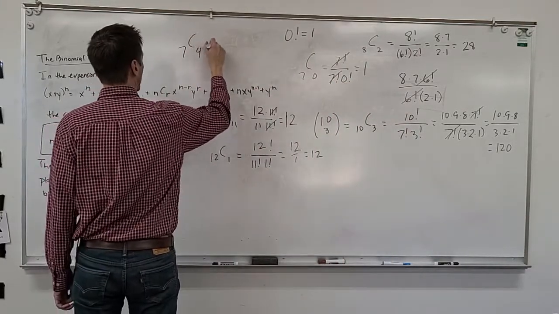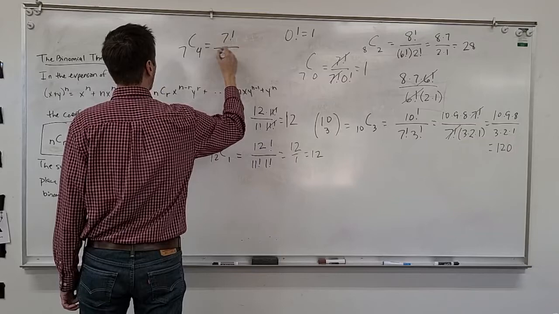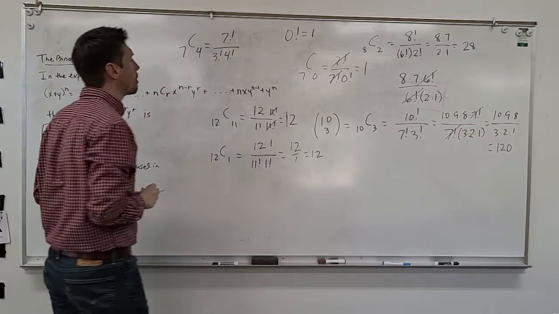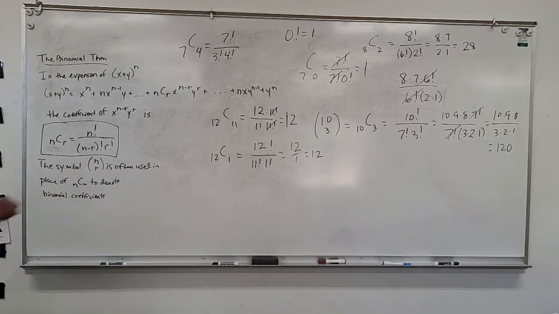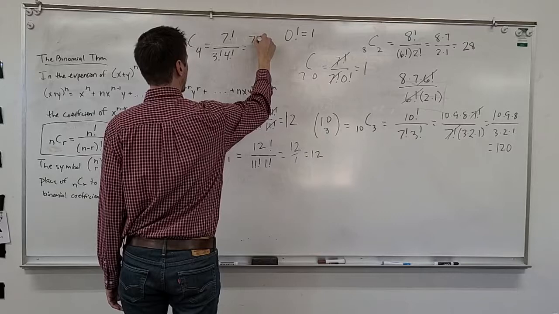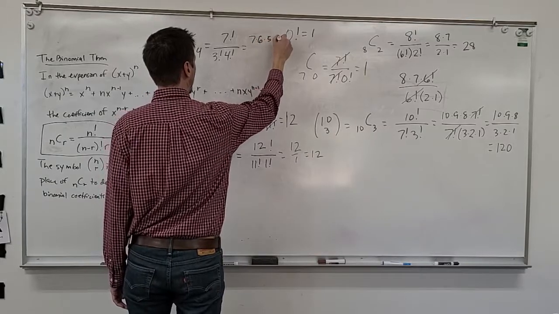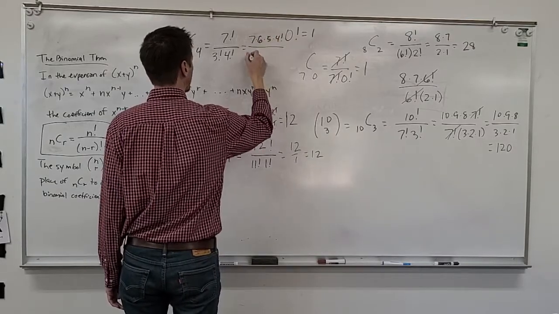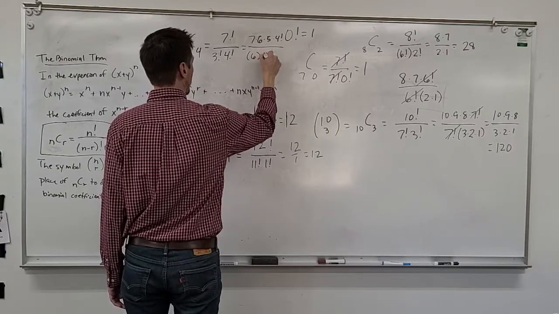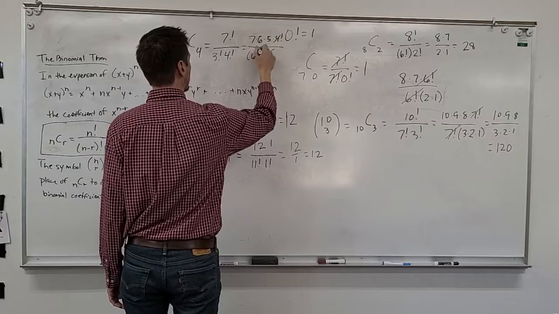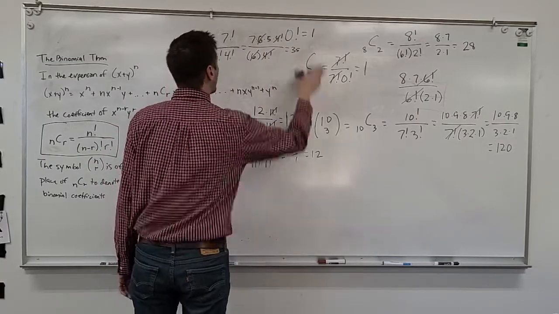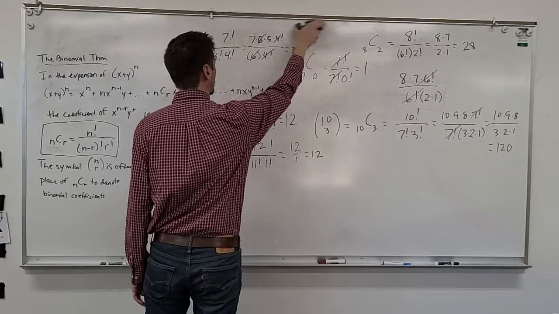7 choose 4. So that's going to be 7 factorial on top, 3 factorial here, and then 4 factorial there. So we know this is going to be 7 times 6 times 5 times 4 factorial. And then 3 factorial is just going to be 6. We've got 4 factorial here, so this will cancel out, this 6 will cancel out, so we're left with 35.